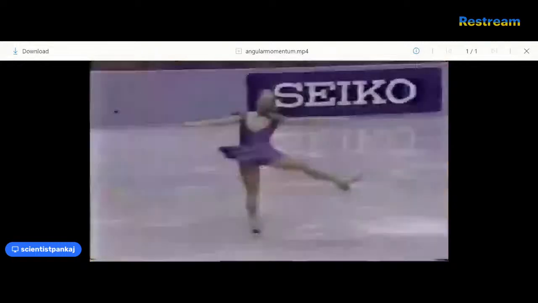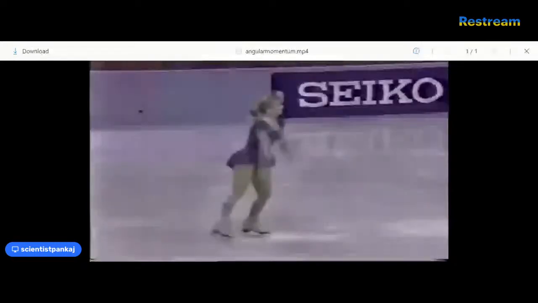be conserved. The standard example of conservation of angular momentum is the ice skater doing a spin and pulling in their arms. As more of their mass becomes located closer to the axis of rotation, they must spin more rapidly.